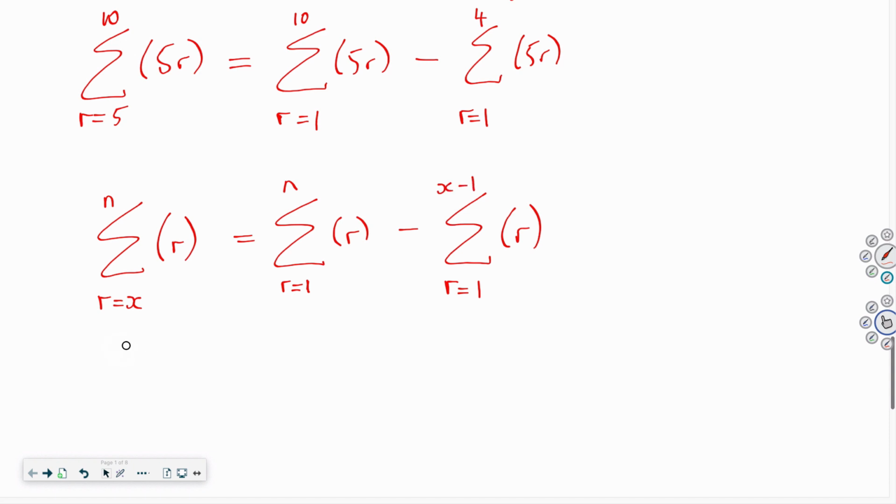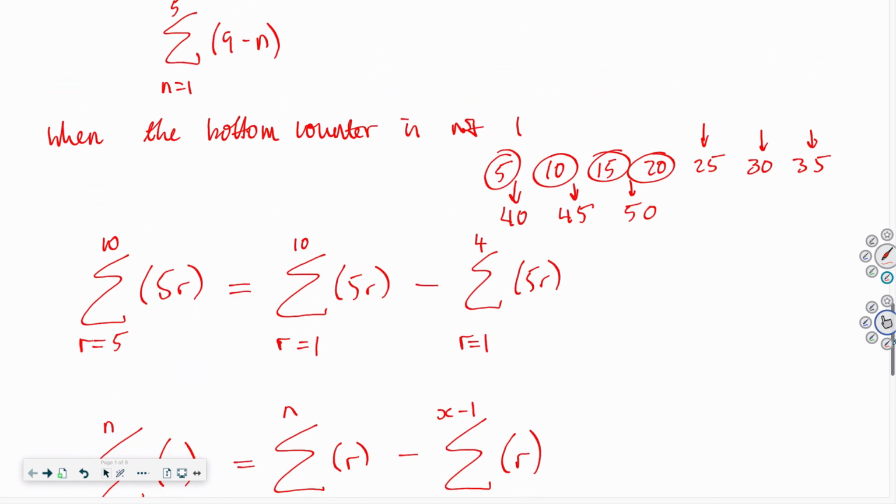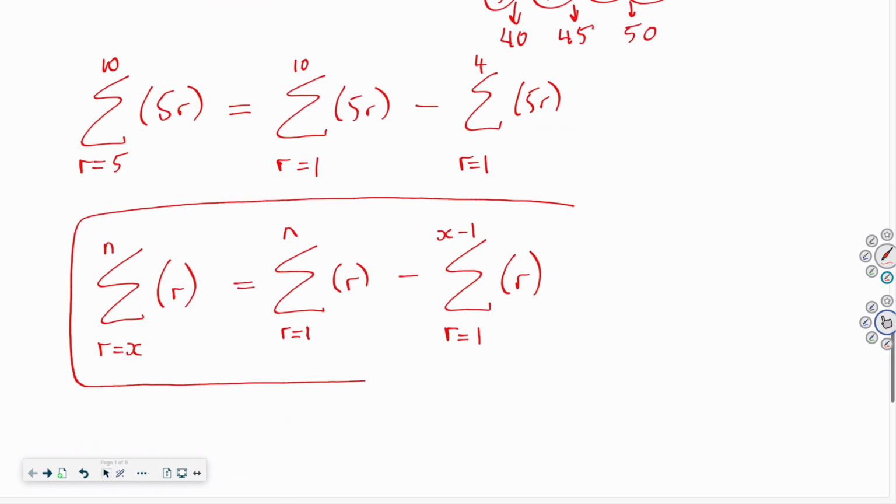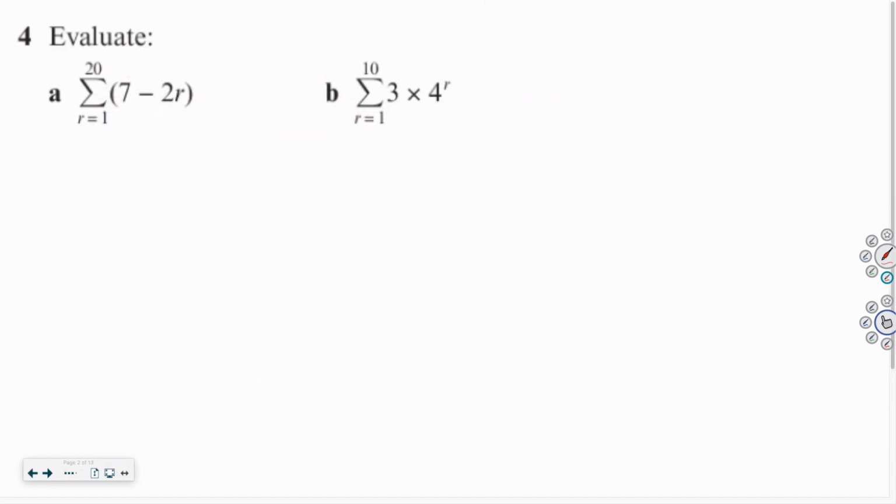We do one less than the x here because, as we looked at in the demonstration above, we don't want these four that have been circled, so we need to take them away. So that is another generic formula or result that you need to know. Okay, so now let's have a look at some exam style questions.